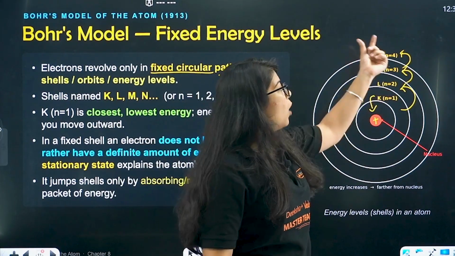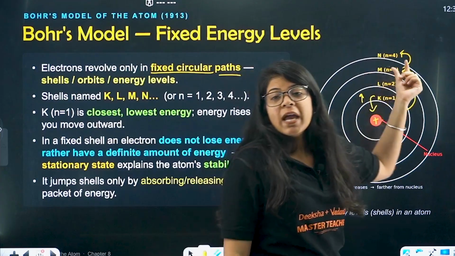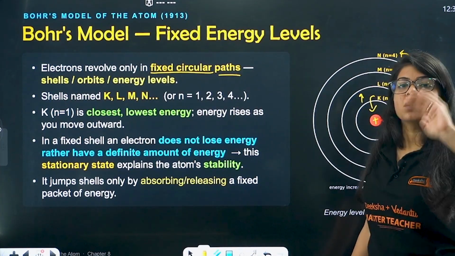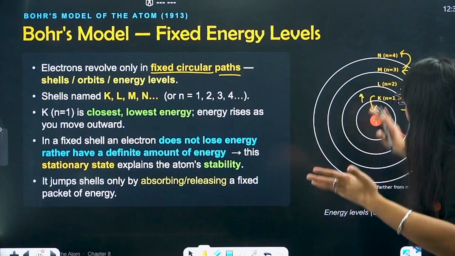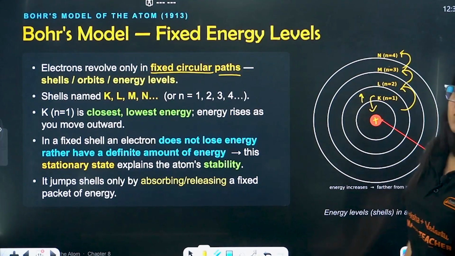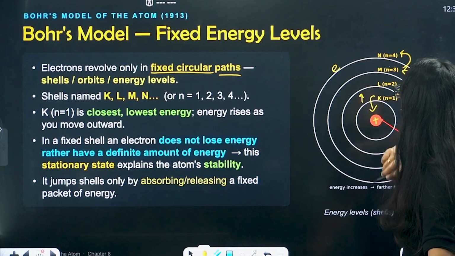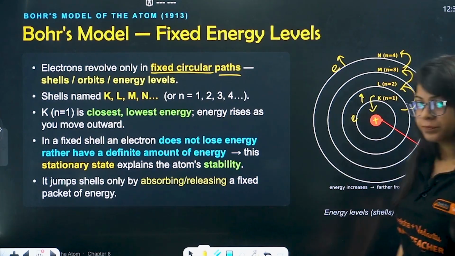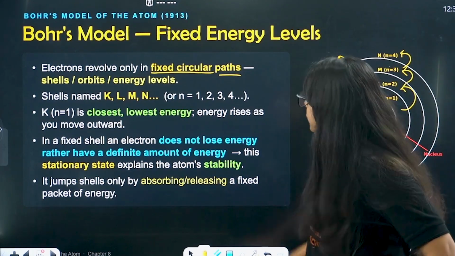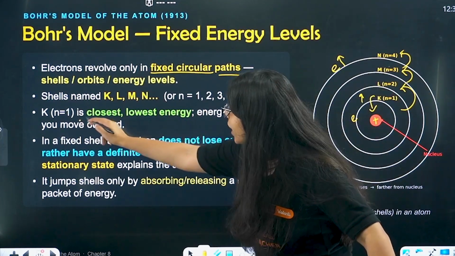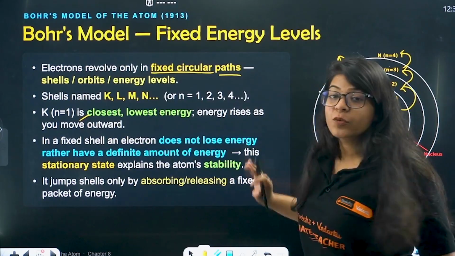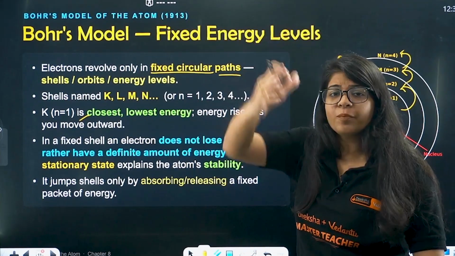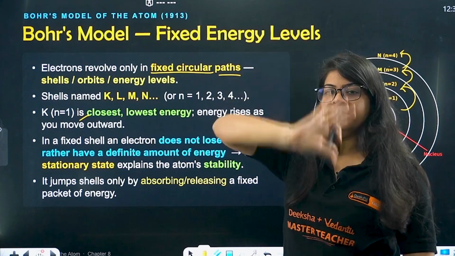As we go out, energy rises. The electron has some energy, and that energy rises as we move outward. So the electron in this orbit has more energy than the electron in this orbit. Understood? Okay. So for K, n equals 1, and for L, n equals 2, the number of the orbit. First orbit, second orbit, third orbit, fourth orbit: K, L, M, N. Understood?